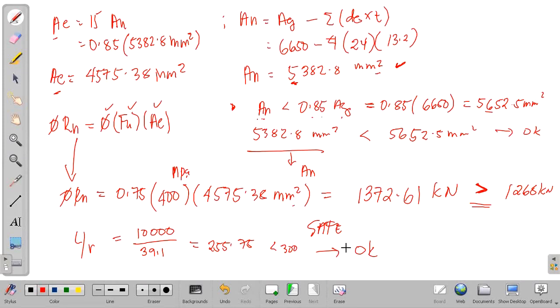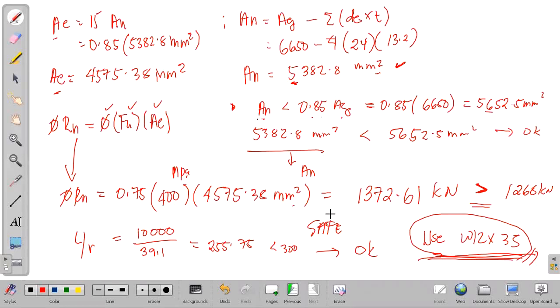Safe siya sa yielding and rupture. Safe siya. So, we can conclude that we have to use W12 by 35 in both gross section yielding and net section rupture. Okay? So, we have to use W12 by 35. So, ito na yung trial section natin, W12 by 35. Ito na yung sagot natin.